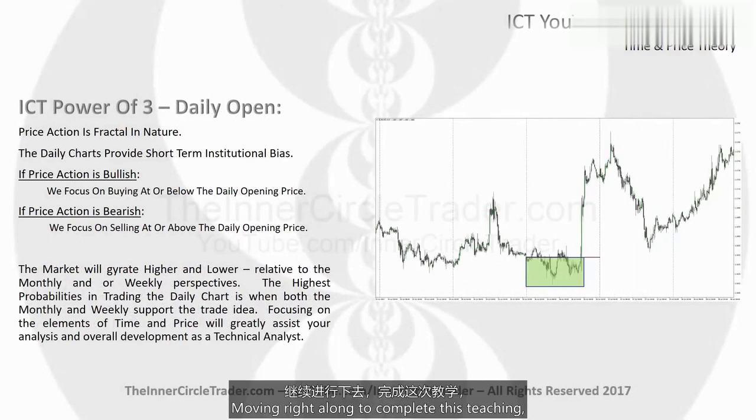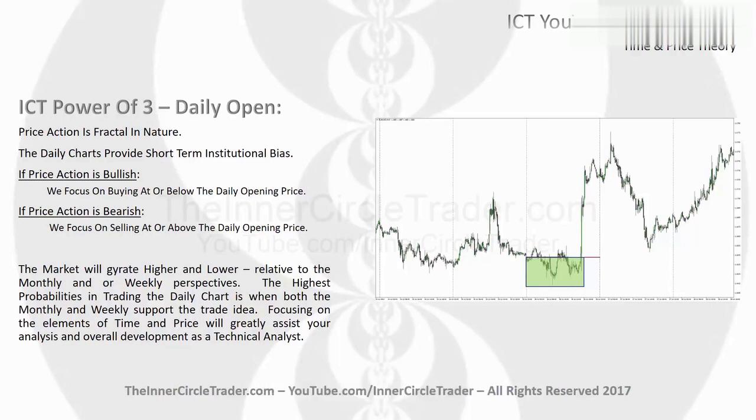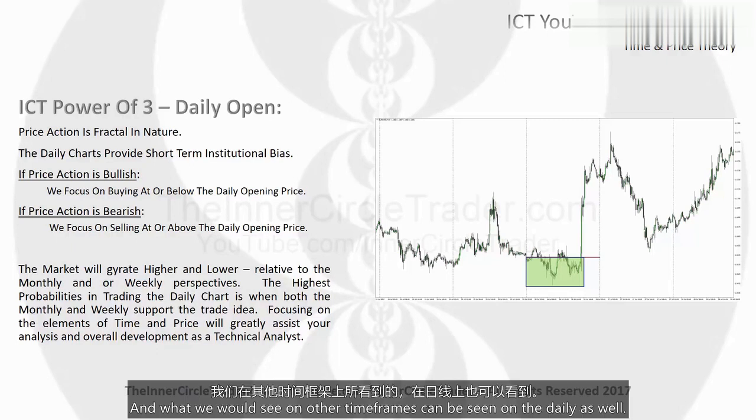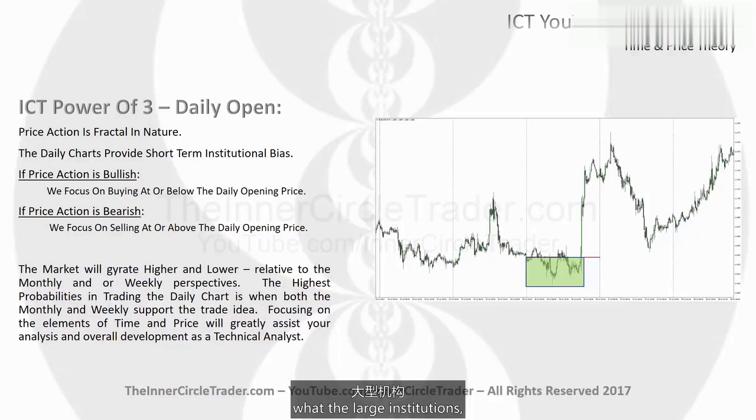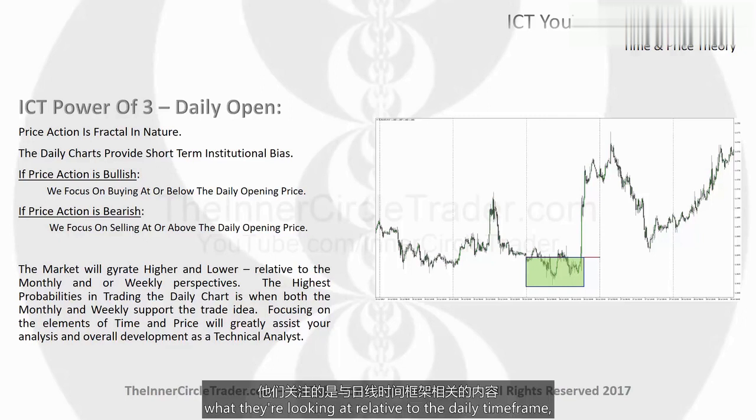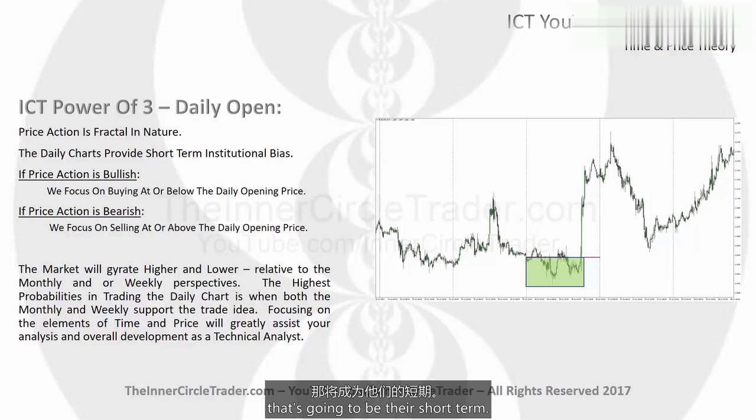Okay, moving right along. To complete this teaching, we're going to be referring to now the opening price on the daily. So again, price action is fractal, and what we would see on other time frames can be seen on the daily as well. But the daily chart provides us a short-term institutional bias. So in other words, what the large institutions, insurance companies, and banks are looking at relative to the daily time frame, that's going to be their short term.